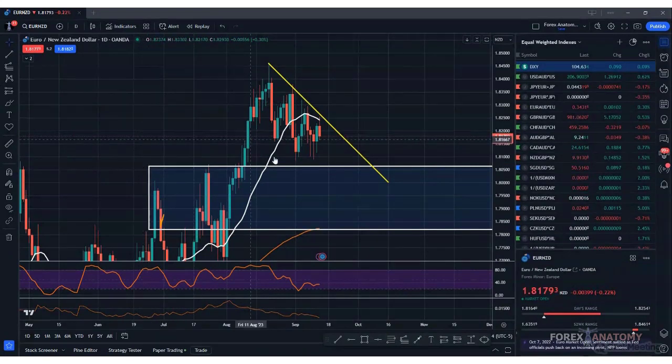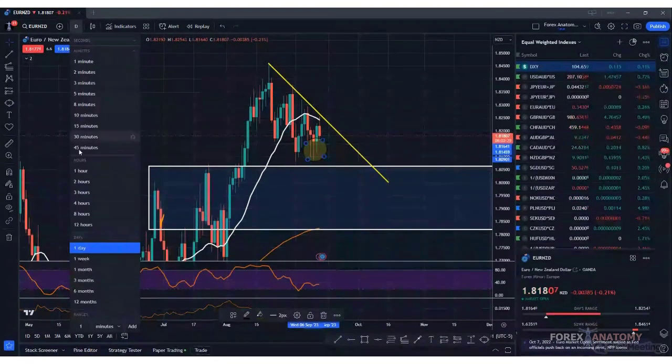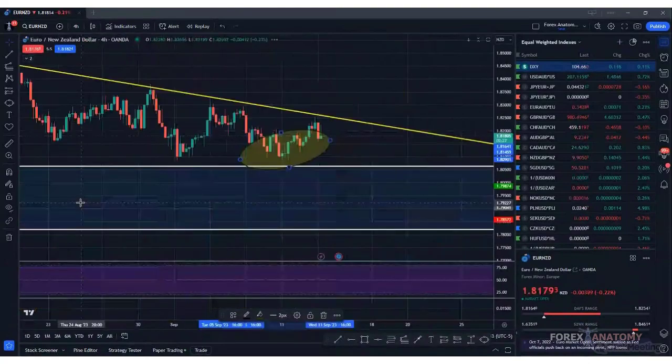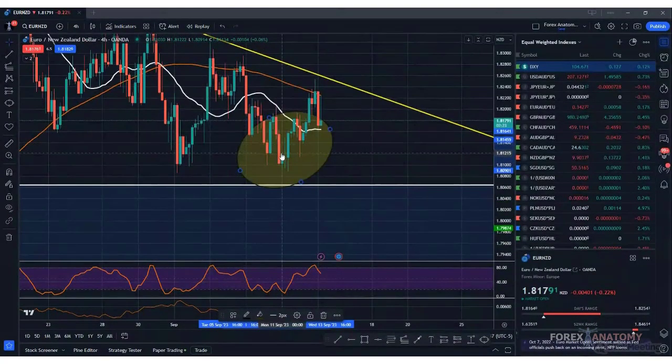But what we're going to do is go down to a smaller time frame, because right around here is where we could expect maybe some type of reversal on a smaller time frame. We can see price double bottom here. Let's see if we can get some movement to the upside. So right now we're going to go to the 4-hour. And what do we see on the 4-hour? Well, we do see what appears to be a reversal.